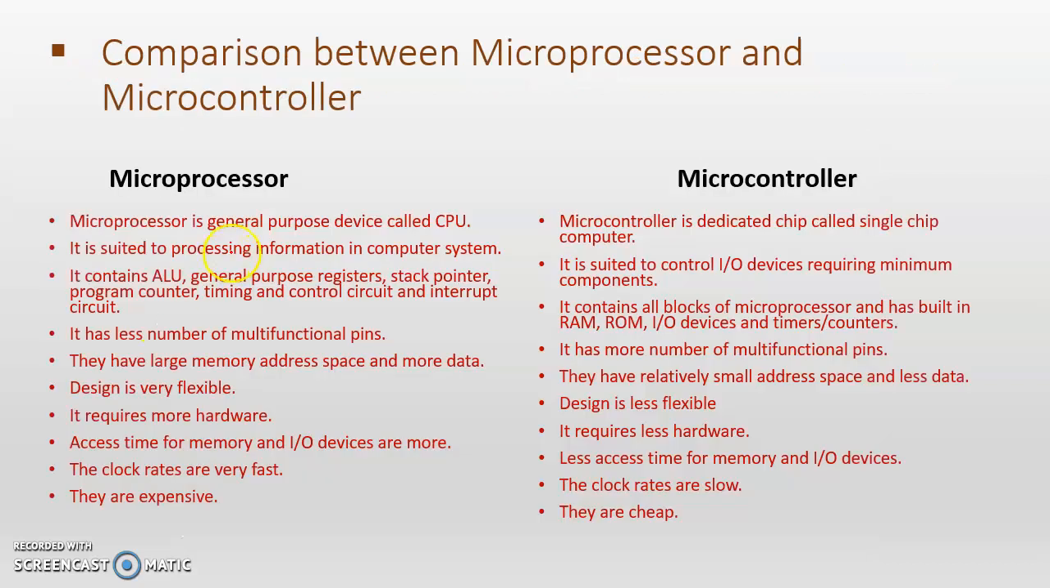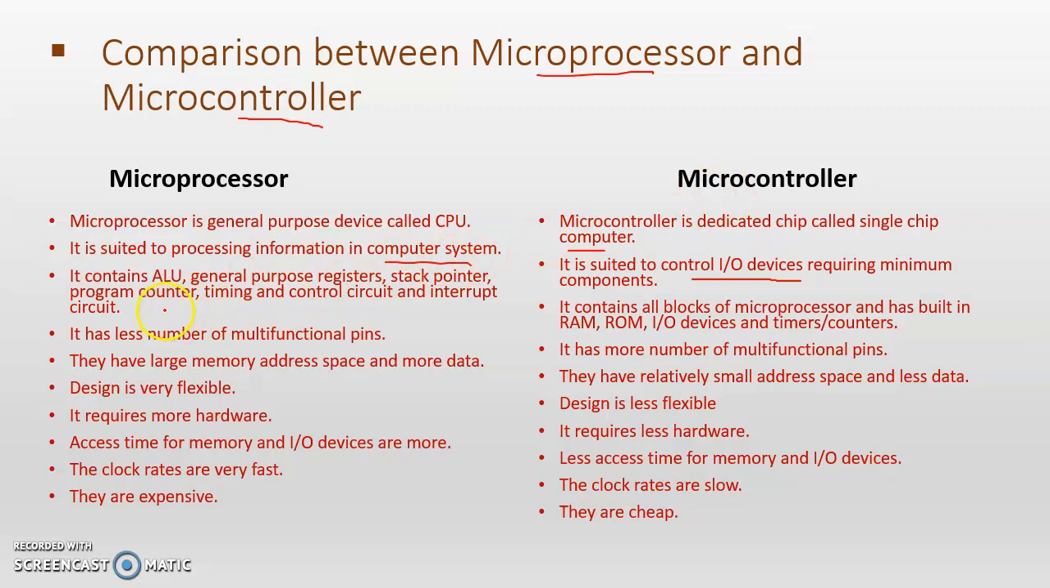So if we summarize the differences between the processor and controller, let us see one by one. The processor is a general purpose device called CPU, and the controller is a dedicated chip called a single chip computer. What we studied in the previous architecture, it is a single chip computer. The processor is suited to processing information in a computer system, but the controller is suited to control input output devices requiring minimum components. So we can directly connect input output devices in the case of a microcontroller.